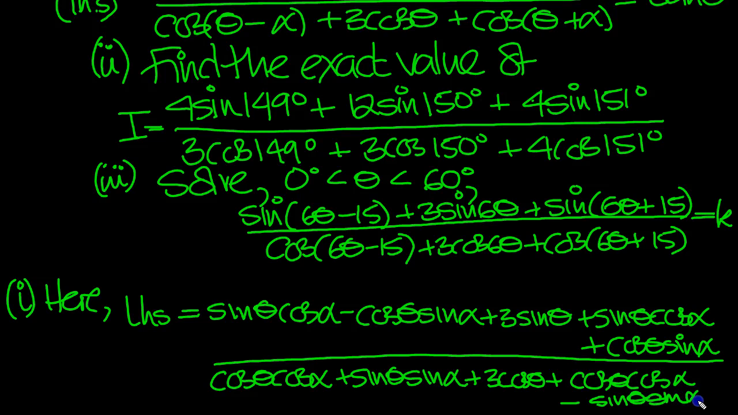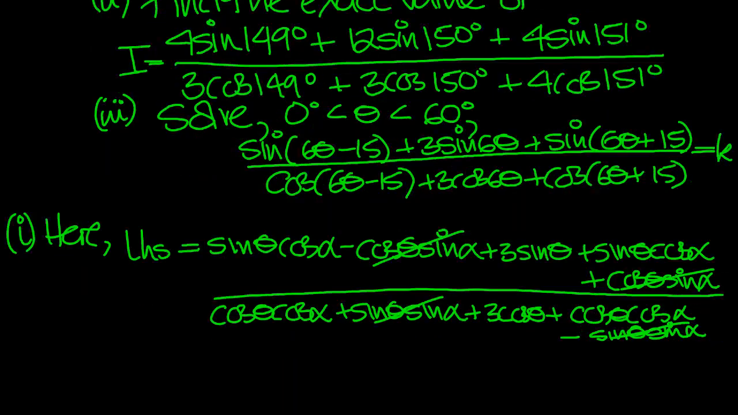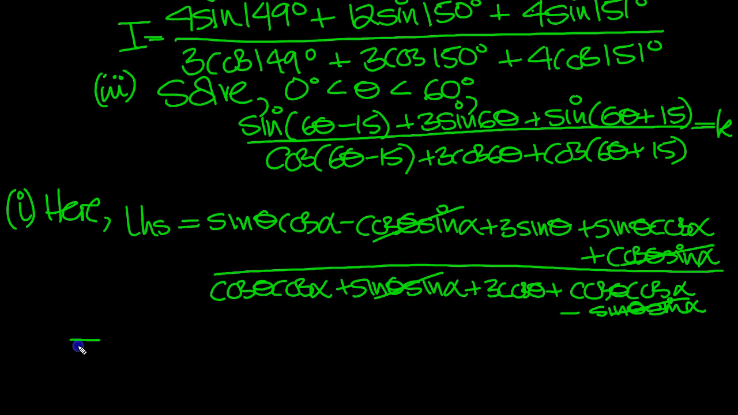And now hopefully some terms will cancel out. So what do we have? Sine theta cos alpha minus cos theta sine alpha plus cos theta sine alpha. So this one and this one cancel. We've got minus sine theta sine alpha plus sine theta sine alpha. So these two cancel as well. We're left with 2 sine theta cosine alpha plus 3 sine theta. So there's a sine theta common.